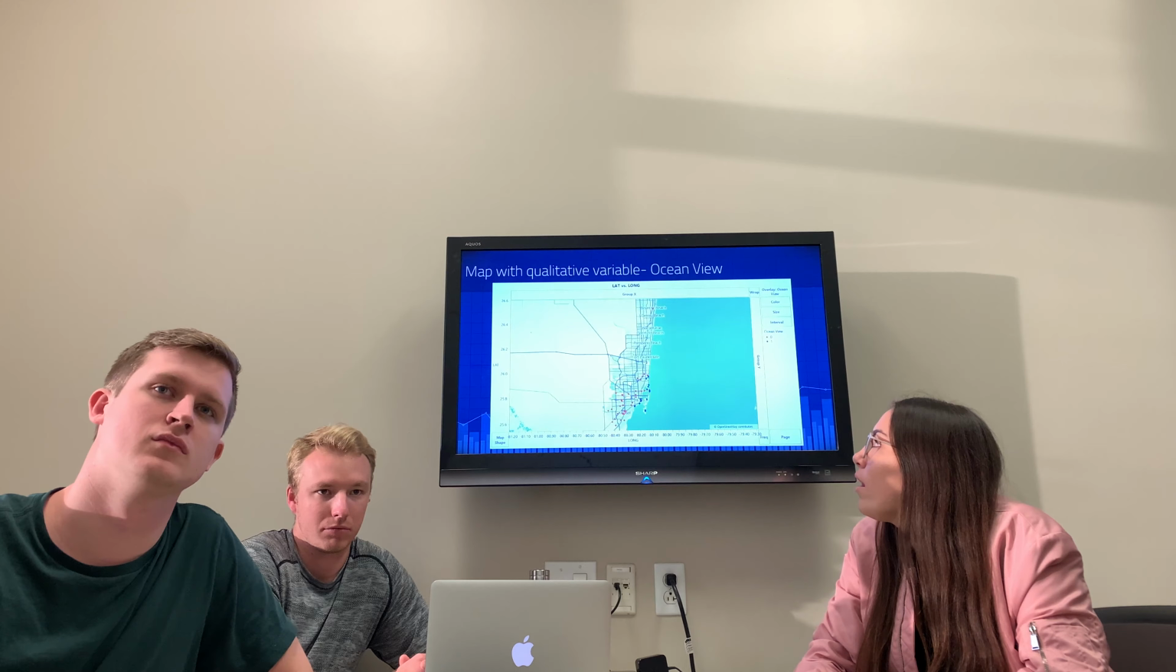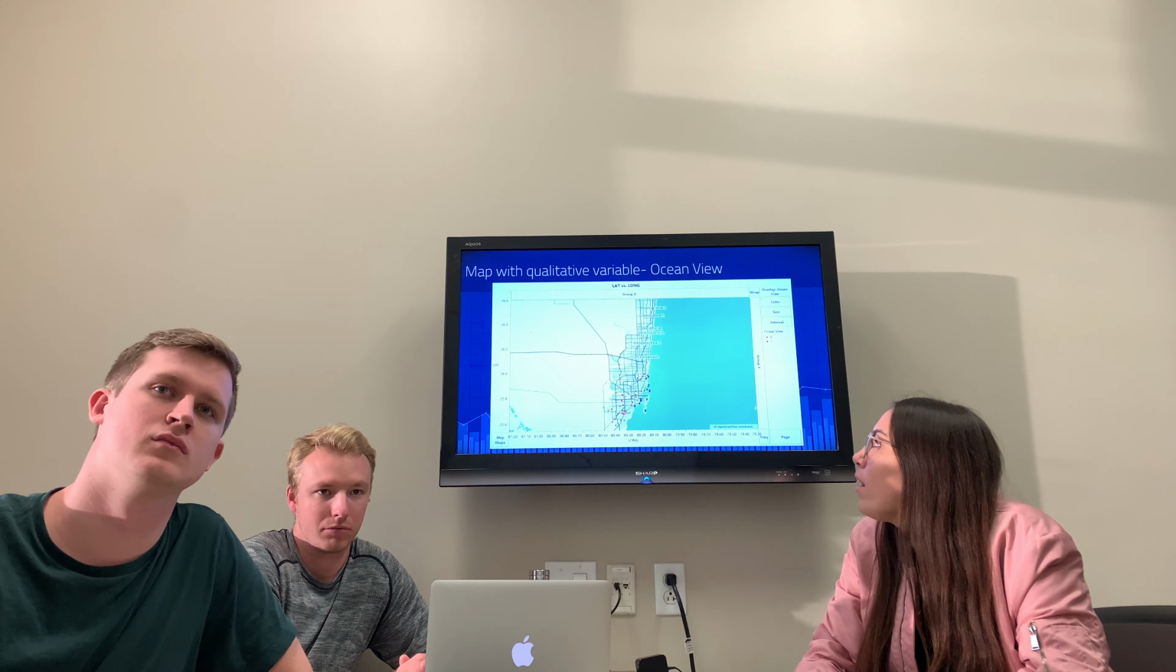So this is just a map using our latitude and longitude to show our quantitative variable of square footage. So the size of the dot correlates with the square footage of the house. So the larger dots, such as this one and this one, mean that it's a larger house, and then obviously the smaller dots represent smaller square footage.